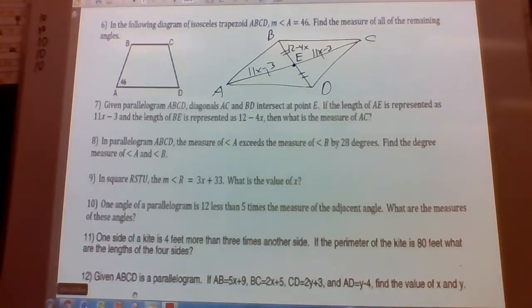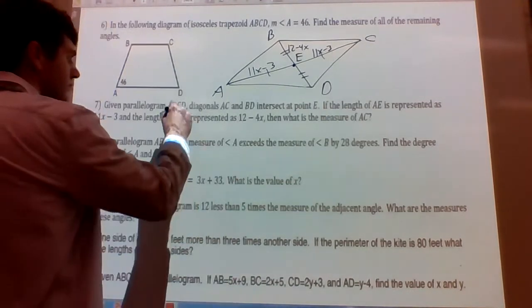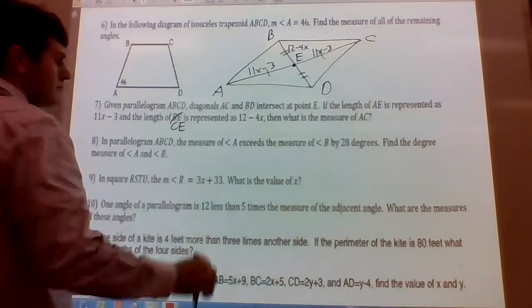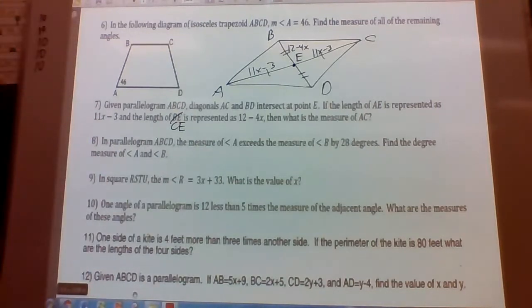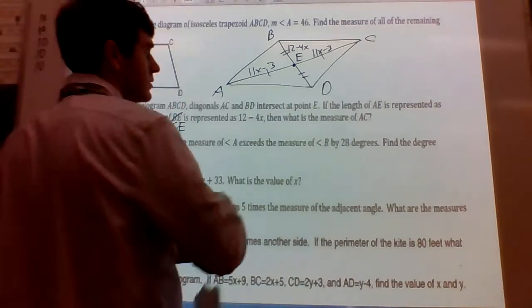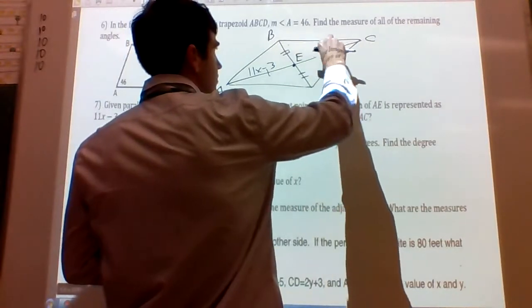BE, AE, it means CE? They've got to mean CE, right? Yeah, this has to be CE. This has to be CE. Let's do the problem as though it was CE. So let's say CE is 12 minus 4x.